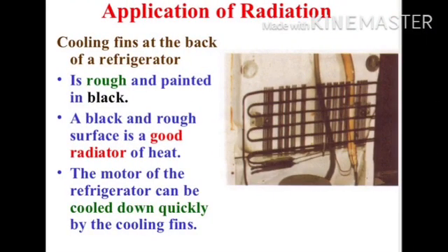Application of radiation. Cooling fins at the back of the refrigerator. It is rough and painted black. A black and rough surface is a good radiator of heat. The motor of the refrigerator can be cooled down quickly by the cooling fins. And the compressor of the refrigerator is also painted black.